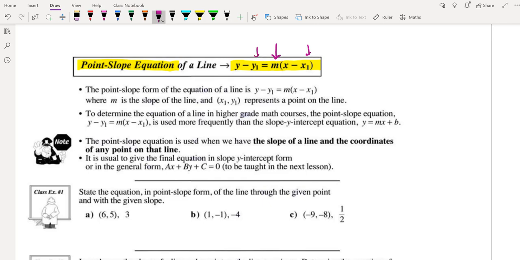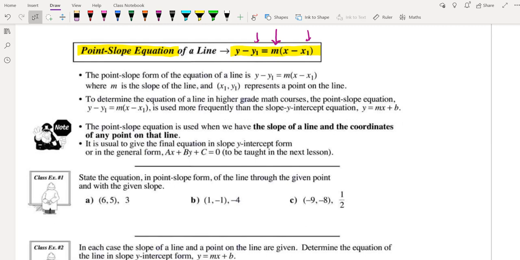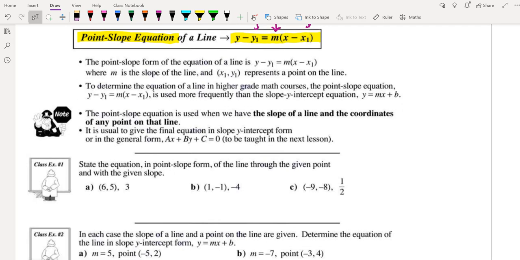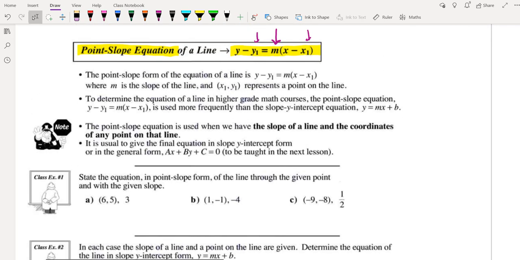So let's put it in terms of science. You know the rate of change and a data point. With those two pieces of information, you can come up with the equation of the line. The slope y-intercept form only works when you know the y-intercept. So this one works for any other point, including the y-intercept, okay?